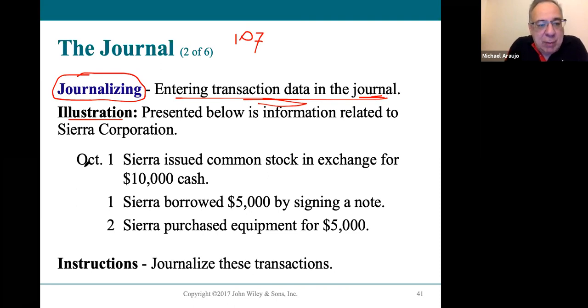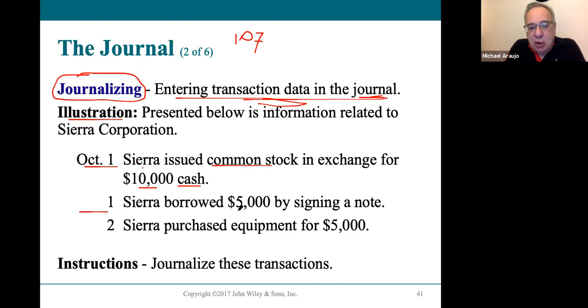Okay, so remember on October 1st, Sierra Corporation issued common stock in exchange for cash, and it was a $10,000 transaction. Probably remember that. We said we had more cash, more common stock. Now the next step is, how do we say more cash? What side of the cash account are we going to put this $10,000? Well, the debit side of the cash account is how we say more cash. The credit side of the common stock account is how we say more common stock. So $10,000 debit to cash, $10,000 credit to common stock. That's all the analysis we have to do.